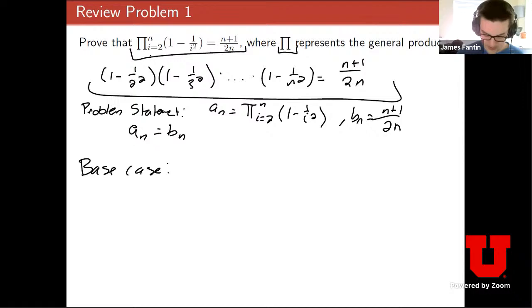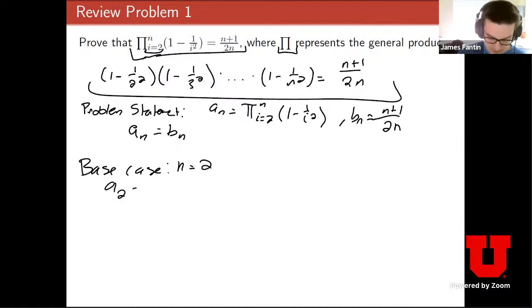What value of n do we start with? Somebody says 1, close, but not quite in this problem. It often is 1, but it's actually 2. Where's the base case hidden? It's hidden in this i equal to 2. That means that's the smallest value we can start with. So the base case is n is equal to 2.